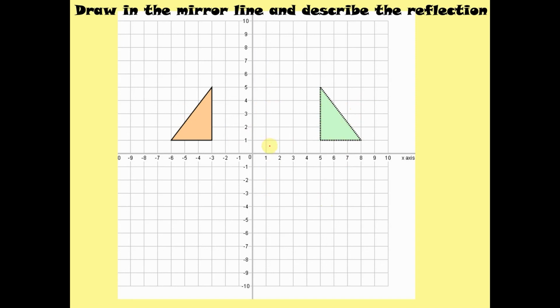Okay, to decide where the line of reflection is, it's very simple. All we need to do is count the space between the two triangles. So we have 1, 2, 3, 4, 5, 6, 7, 8. Okay, so we have 8. So in between it is 1, 2, 3, 4. So the line of reflection is this line which passes from x is equal to 1. So it is a reflection in the line x is equal to 1.